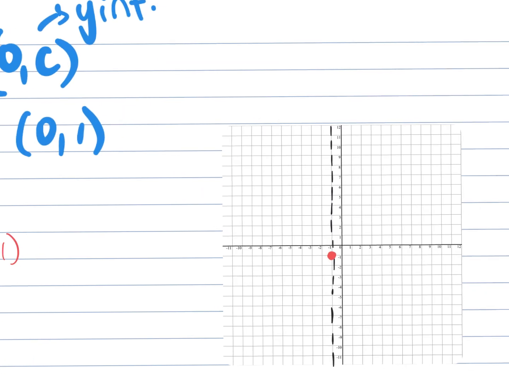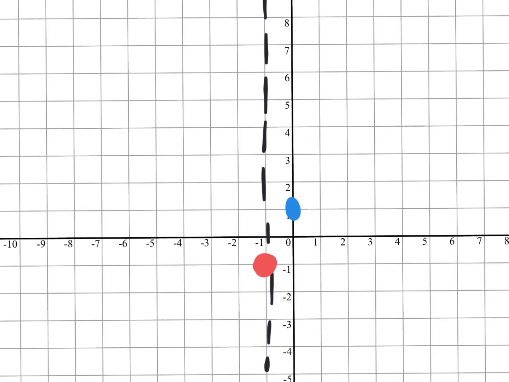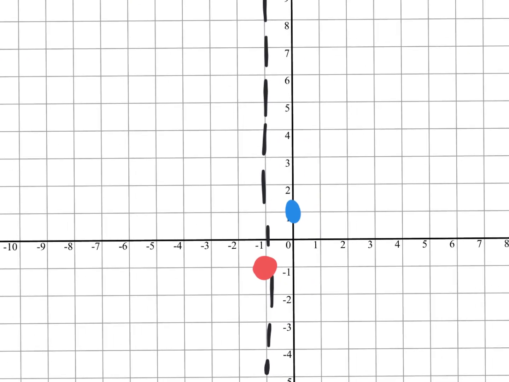Where's 0, comma 1? On the y-axis at 1. Very good. Now remember, think of the axis of symmetry as a mirror. If this is a mirror, and the blue dot was looking into the mirror, where would he see his reflection? Negative 2, comma 1 is another point. I have 3 points. I should know exactly what my graph is going to look like.